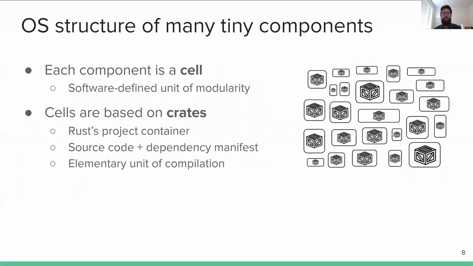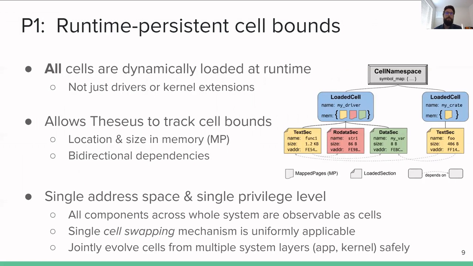Cells are based on crates, which is Rust's project container that comprises its source code and a manifest file specifying its dependencies on other crates. To realize the first principle of runtime persistent bounds, we dynamically load all component cells within Theseus, not just drivers or kernel extensions, as is commonly done in existing safe language OSs and monolithic and microkernel systems as well. This enables Theseus to track and maintain the location in memory and the size of every cell, as well as their bidirectional dependencies on other cells.